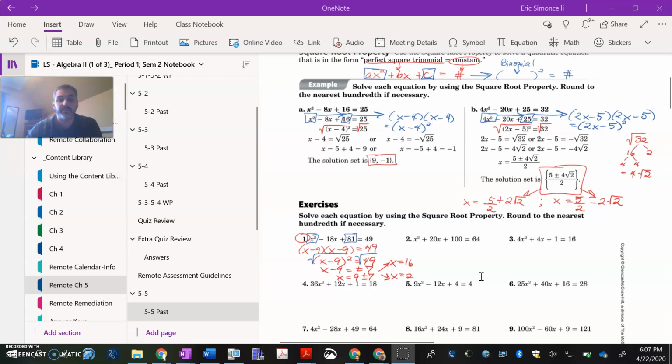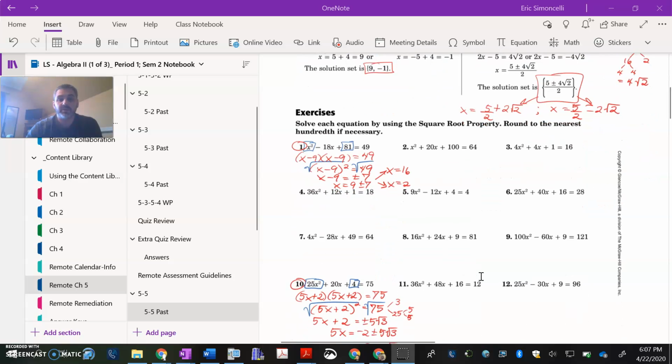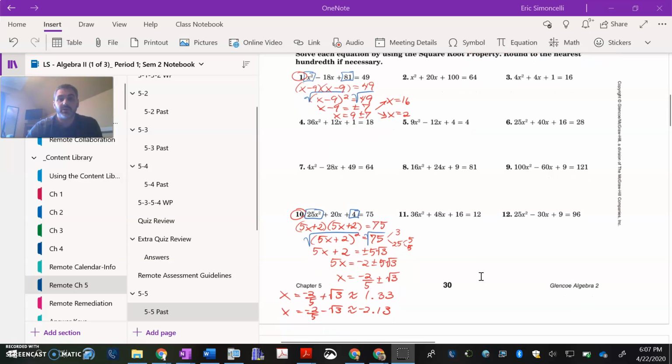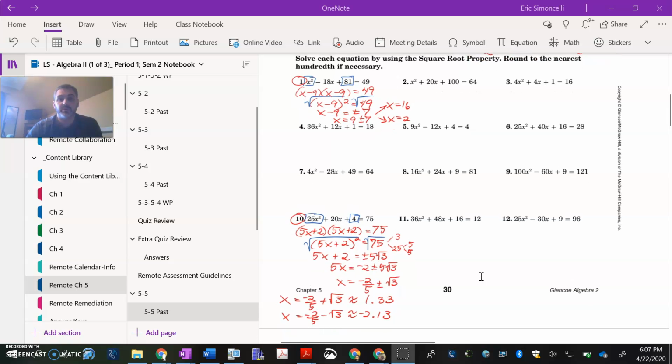All right, moving on. So I did a couple of exercises here. I'm going to walk you through these. It says solve each equation by using the square root property, round to the nearest hundredth if necessary. So for problem number 1, we've got, again, a quadratic on the left, and that equals a constant on the right. Turns out this is a factorable perfect square trinomial.